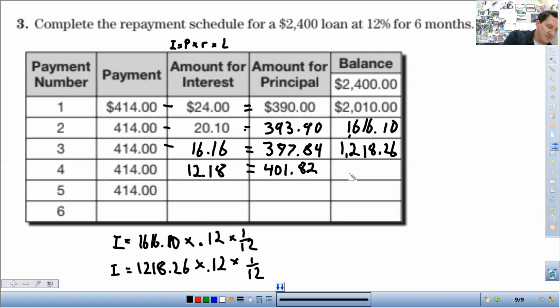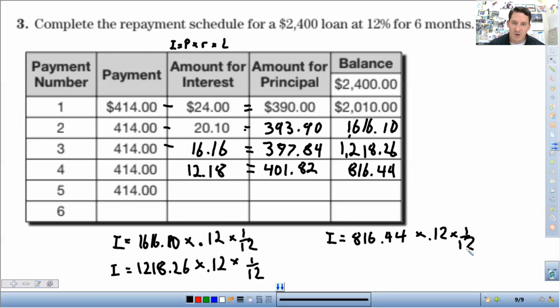So 1,218.26 minus 401.82 is 816.44. Got to calculate that interest one more time. So it's going to be 816.44 times 0.12 times 1/12. And that's going to come out to 8.16. So you subtract, so 414 minus 8.16 is 405.84.